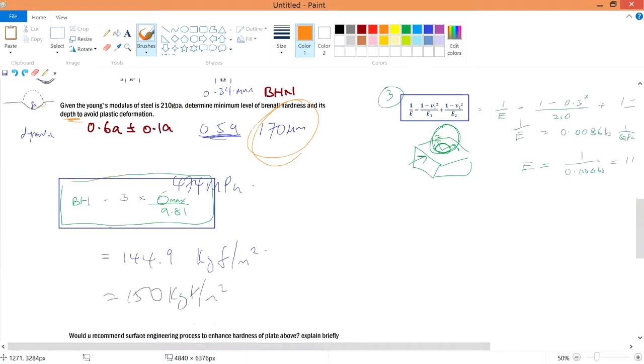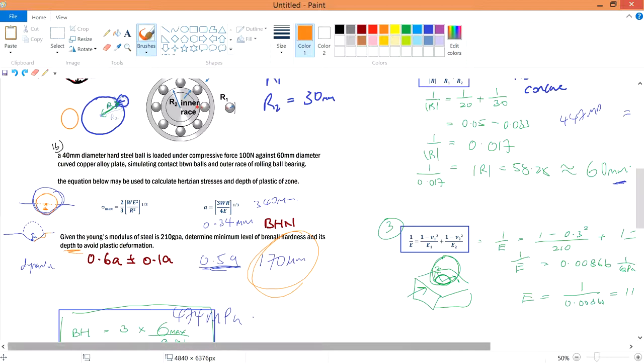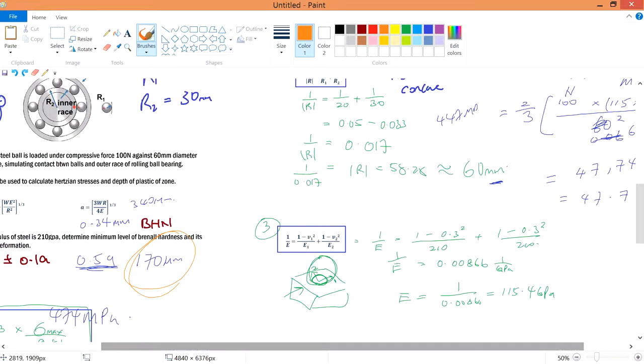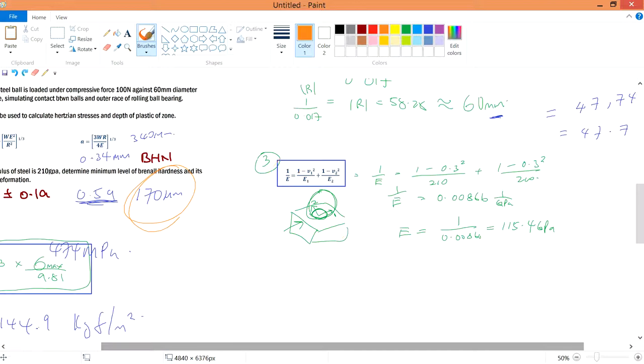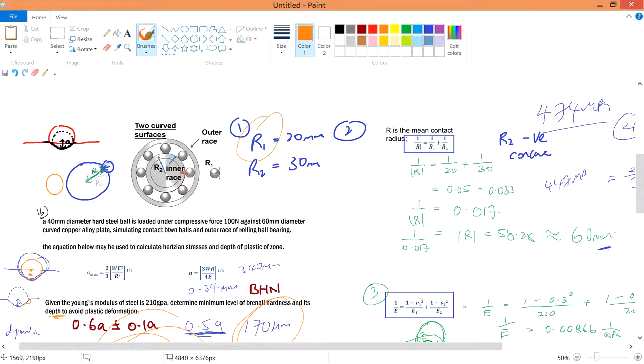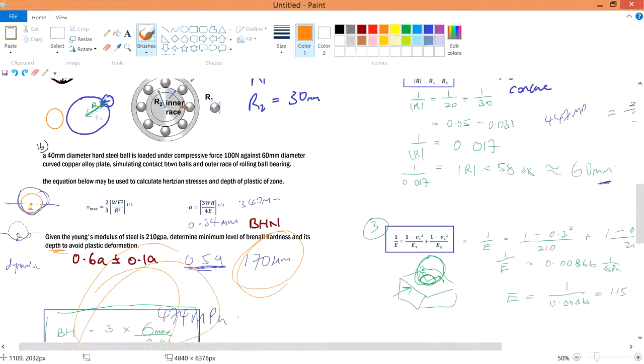So the things that you need to highlight are 3 equations. You need to memorize your mean contact radius, your equivalent Young modulus equation, as well as the Brinell hardness equation. And you also need to know that R1 is the ball bearing, the radius of the ball, R2 is the plate, the inner plate, and the rest should come naturally already.